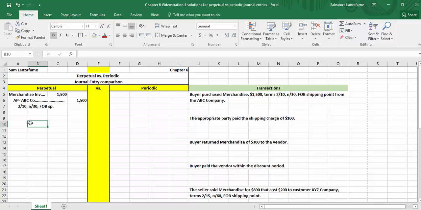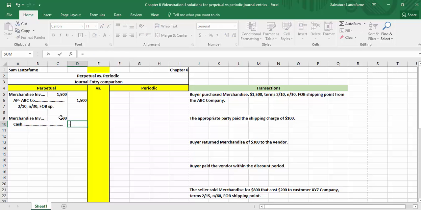The appropriate party paid the shipping charge. Well, remember, the only way you know if you're the appropriate party are the words following FOB. If it said destination, then the seller pays. If it says shipping point, then the buyer pays. So basically what we're going to do here is we're the ones responsible for the shipping. Again, if you remember from a previous video, we are going to debit merchandise inventory for the $100 and we're going to credit cash. It did say paid in that transaction. So whenever you see the word paid, you know you have to credit cash.